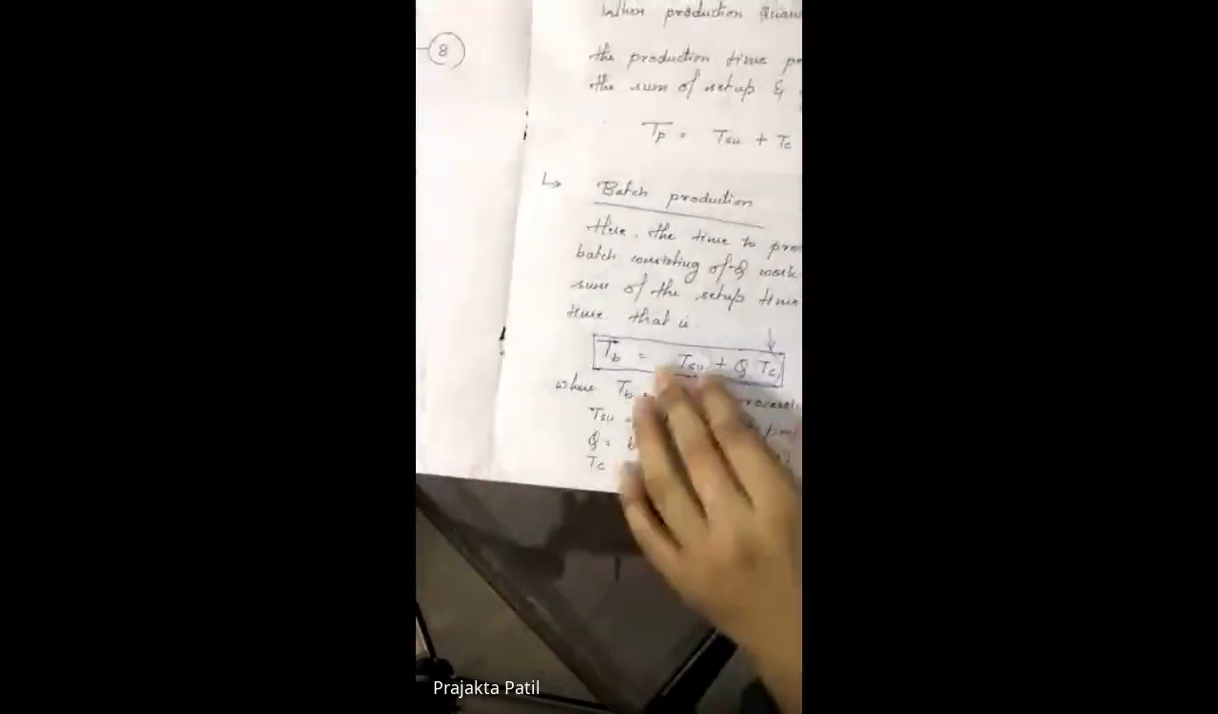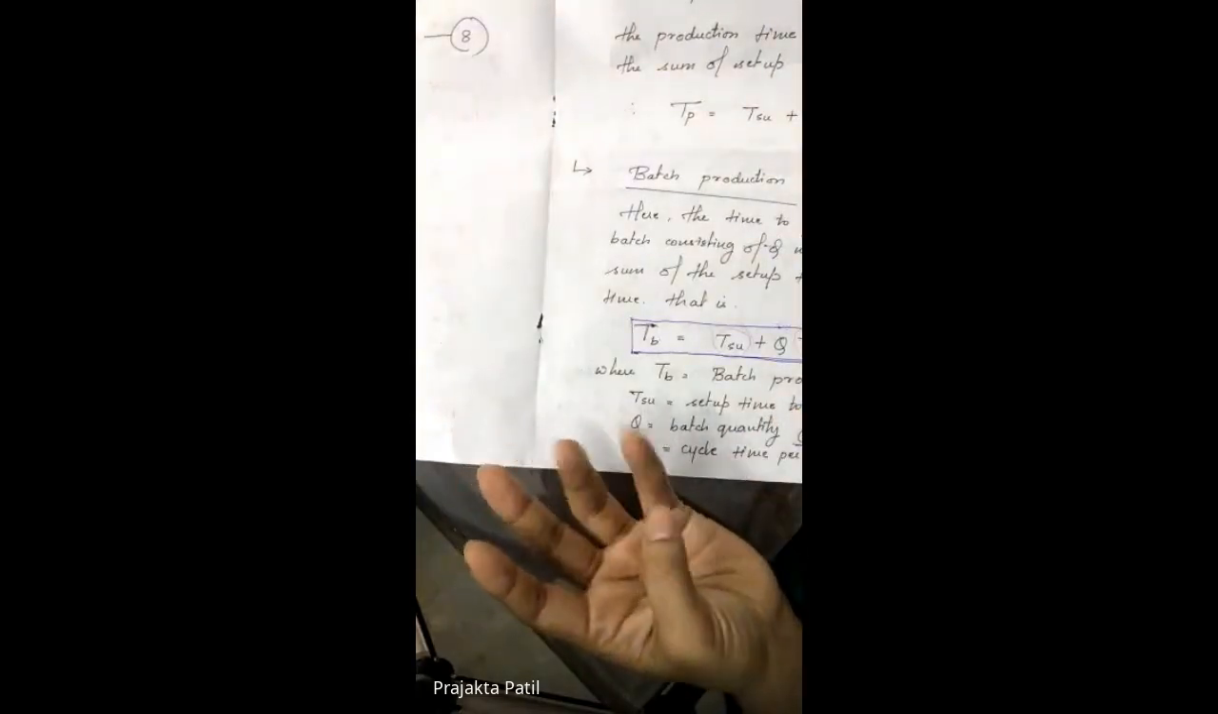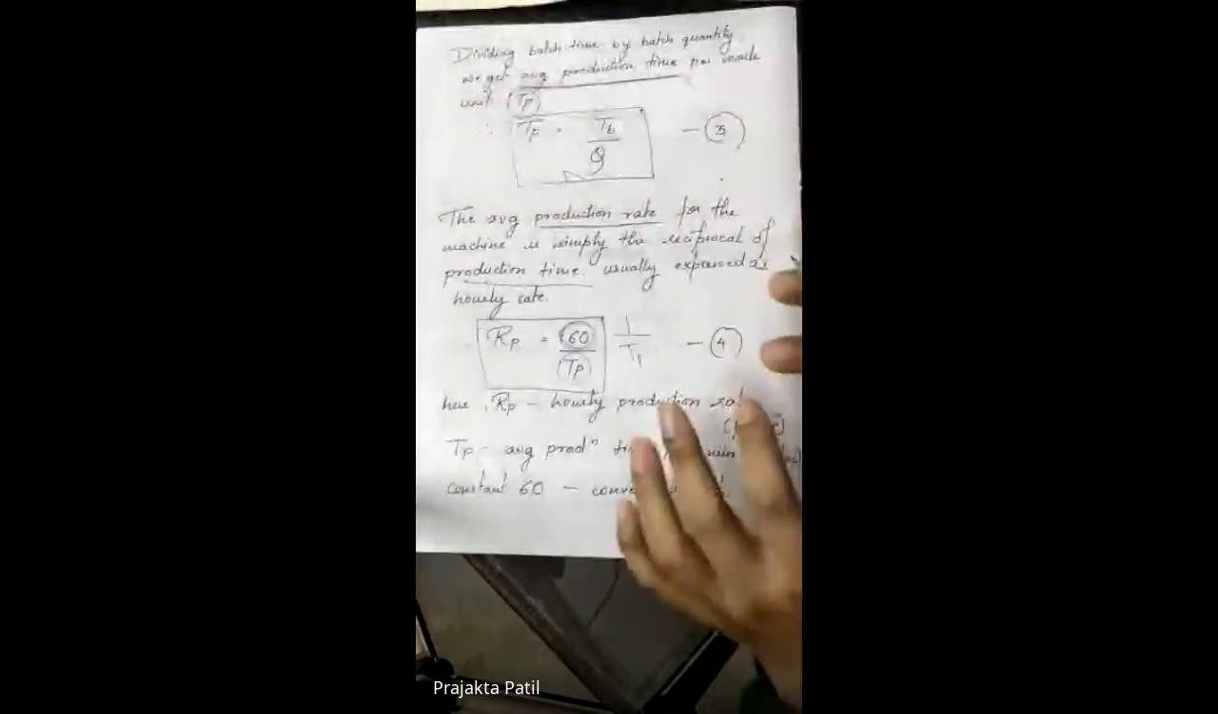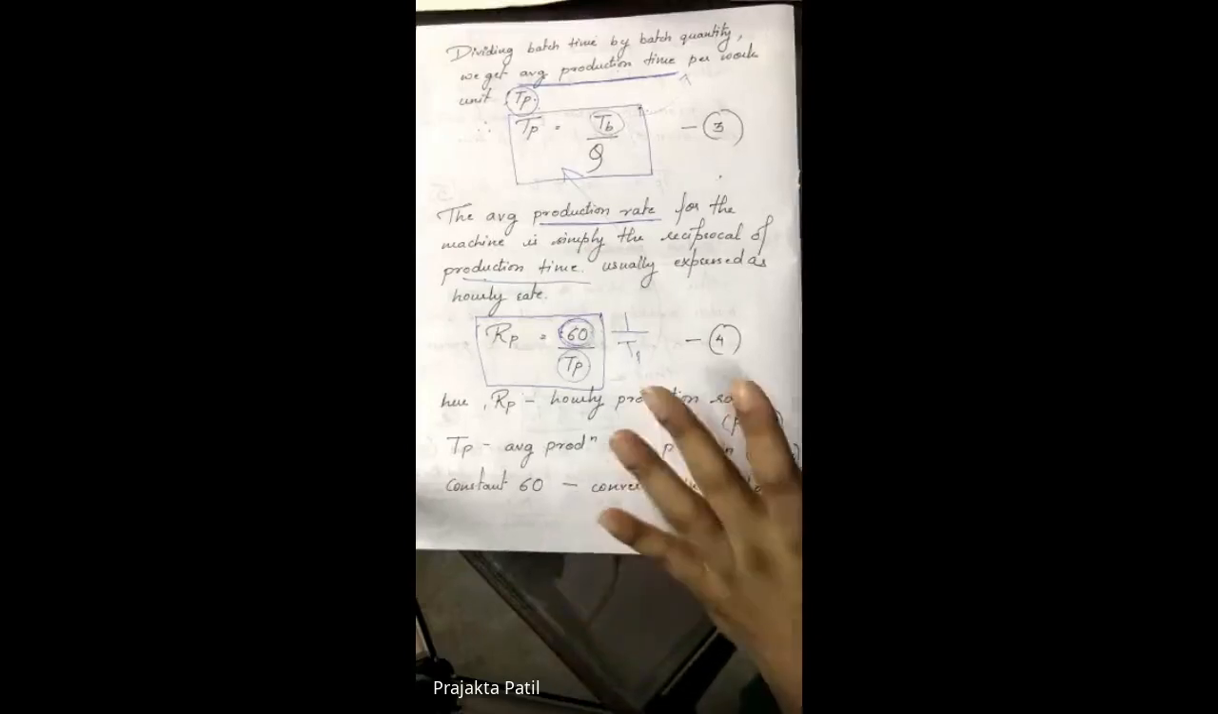You find what TB is. In order to get TB, you should know TC, so you have an equation to find TC. This is how you get the production rate with respect to batch production. So you should know all these equations, that is TC, TB, TP, and then RP. This is with respect to batch production. I hope you have written down all these four equations. Have you all written? Yes, ma'am.